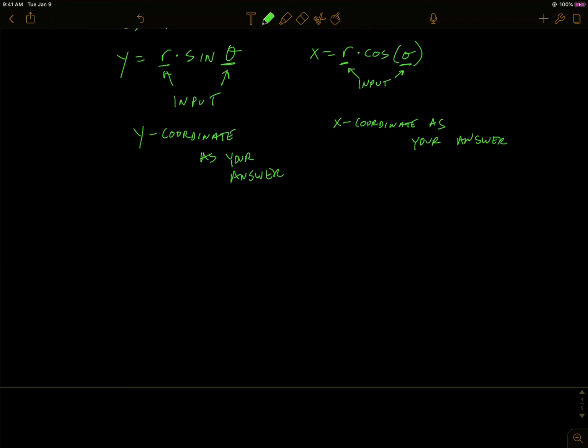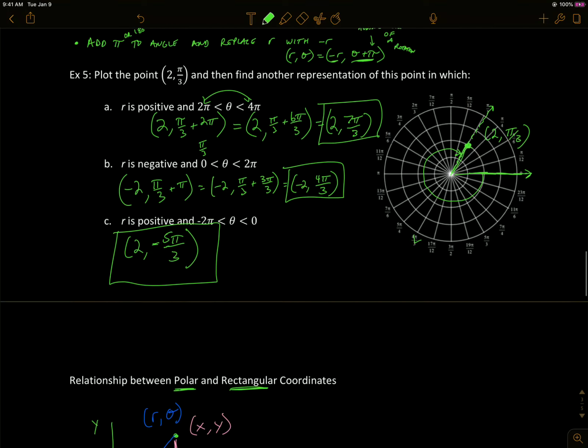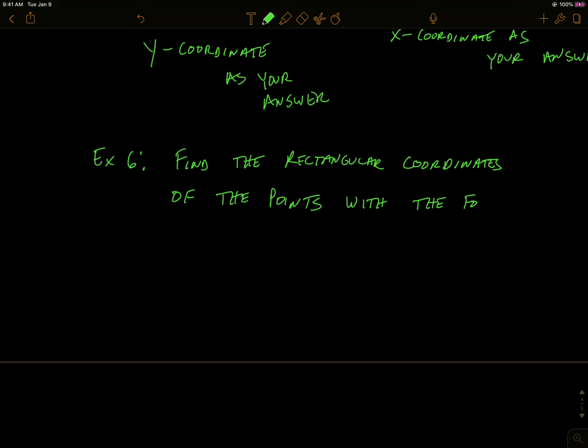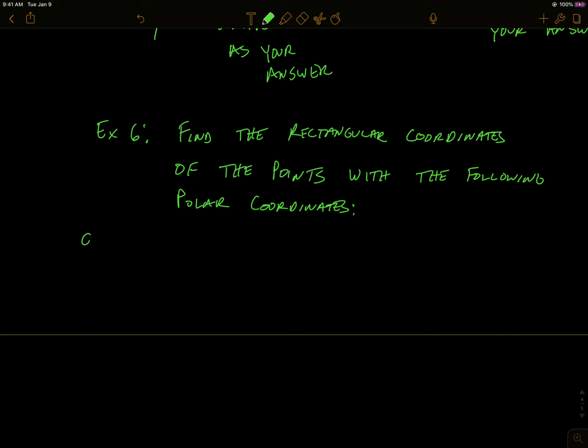So let's look at an example. I want to keep my numbers consistent. We're on example 6. Find the rectangular coordinates of the points with the following polar coordinates. Let's start with A. We've got (2, 3 pi over 2). So 2 is our radius, and that is our theta.